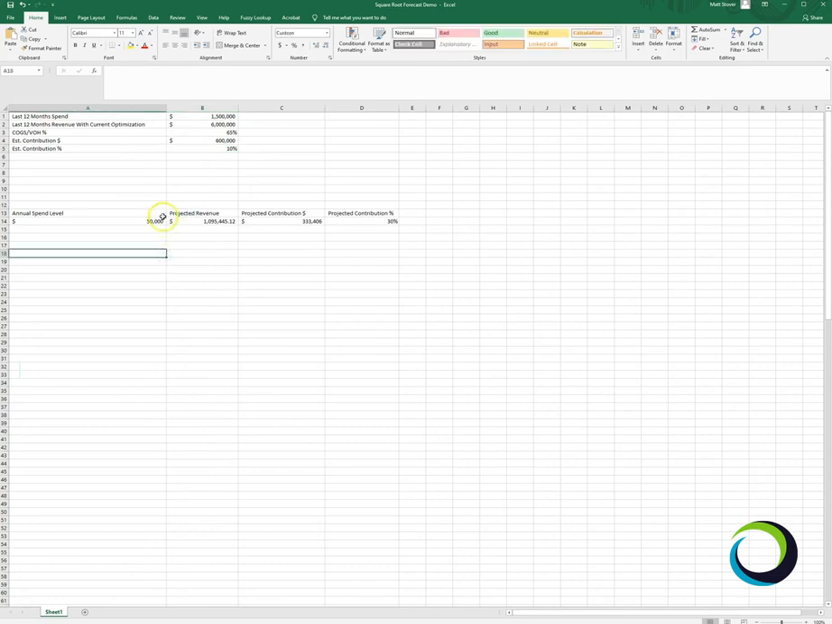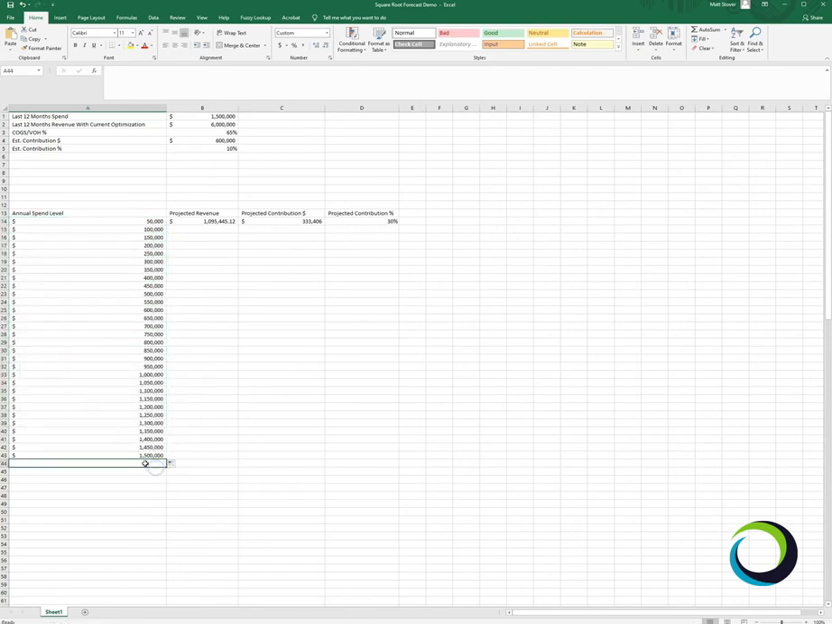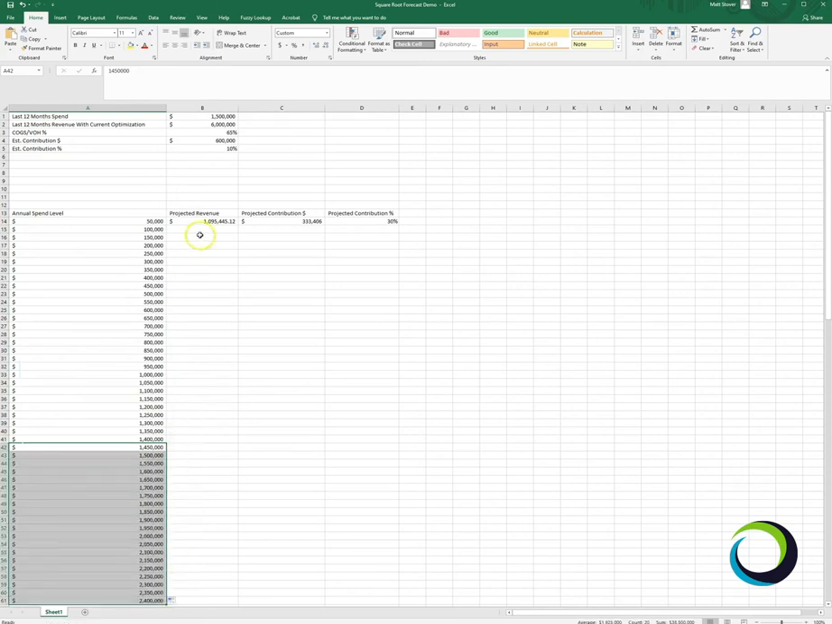So to do this, I want you to create a table. It's pretty simple. You need 4 metrics. You need your annual spend level. This is going to be our projection of what our spend will be in the next year. And we're going to run in $50,000 increments here. We'll probably go up to like 3 million in spend or so. So let's do that. We'll go to 2.4 million.